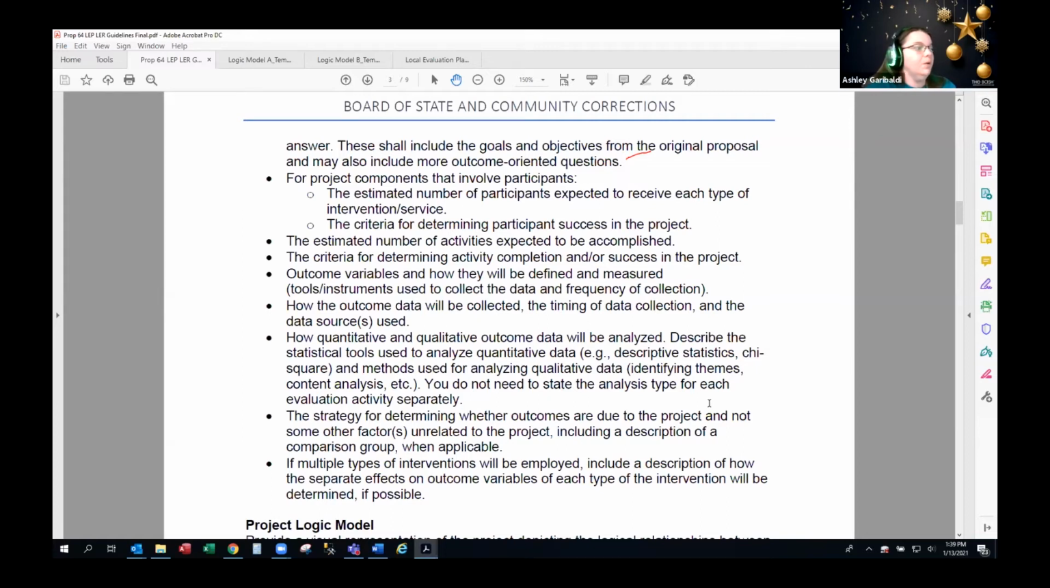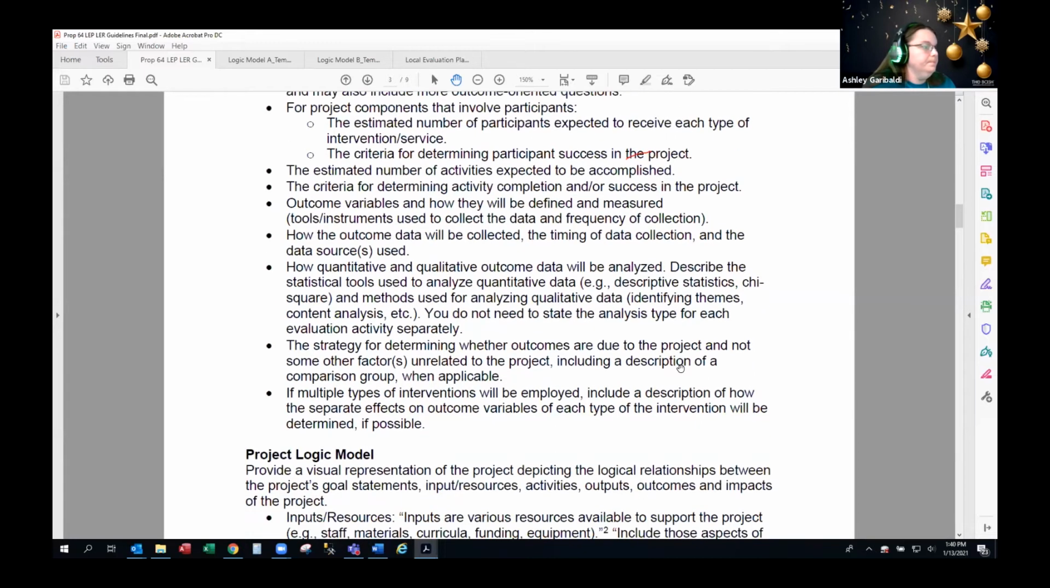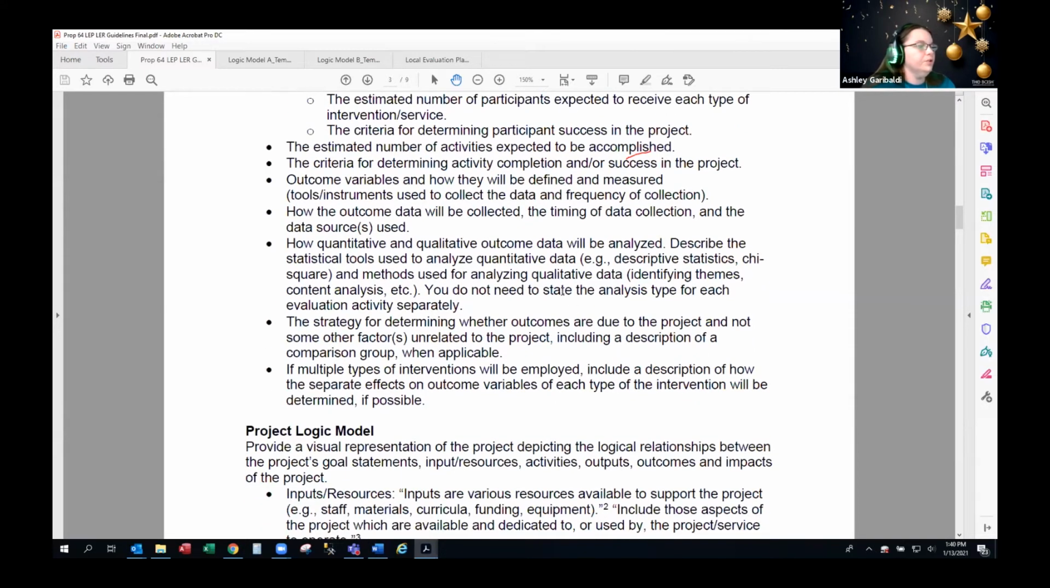And how will qualitative and quantitative outcome data be analyzed? Similar to what I said before, we want you to describe the tools that you're using to analyze the quantitative data, as well as the methods for analyzing qualitative data. And you don't need to say each one for each goal and objective. You can say in general, this is what we're going to be doing at a higher level for the overall program and not specifically listed. And then we'd like to know the strategy for determining whether outcomes are due to the project and not some other factors unrelated to the project, including a description of a comparison group when applicable.